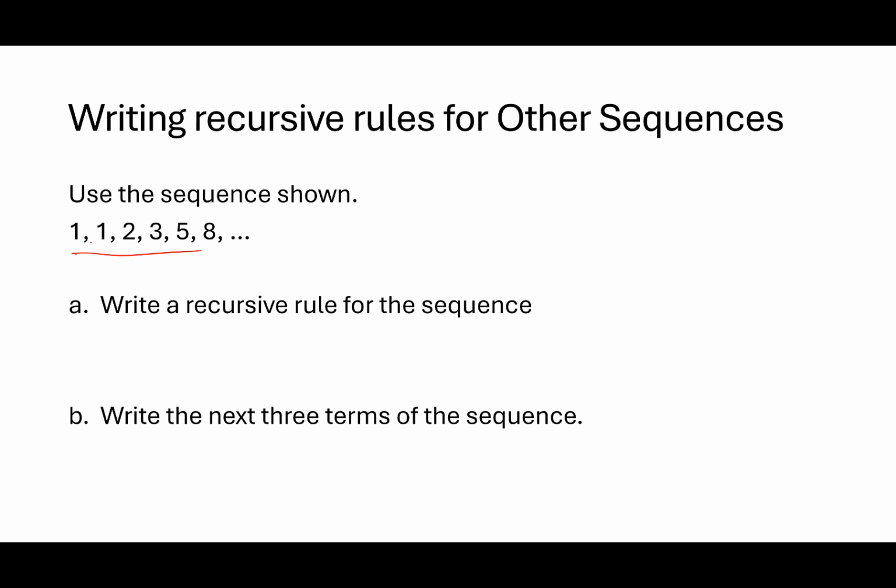So I'll show you. 1 plus 1 is 2. And 1 plus 2 is 3. 2 plus 3 is 5. 3 plus 5 is 8. And so on and so on and so on. So we need to figure out how we're going to write a recursive rule for this sequence. Now I'm going to go ahead and use function notation. And I said this was the Fibonacci sequence, so let's go ahead and use f.